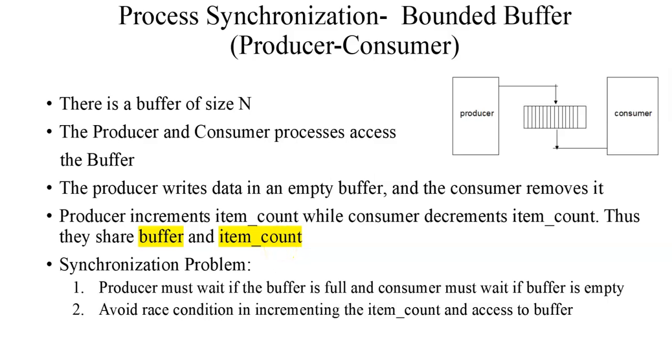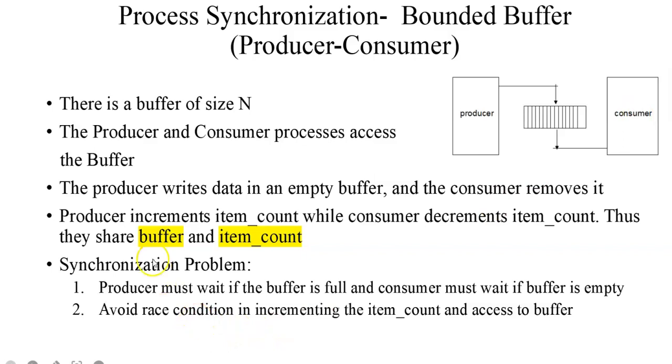So the synchronization problem here is two things. Number one, the producer process must wait if the buffer is full. Obviously, if the buffer is full, the producer process cannot produce and store an item. And the consumer process must wait if the buffer is empty. Obviously, if the buffer is empty, there are no items to consume, hence the consumer process must wait. We have to take care of this condition.